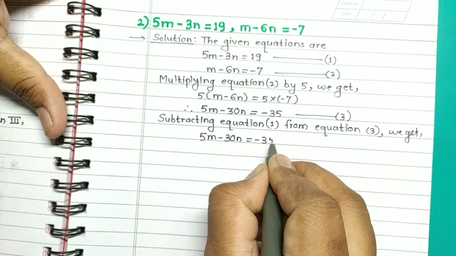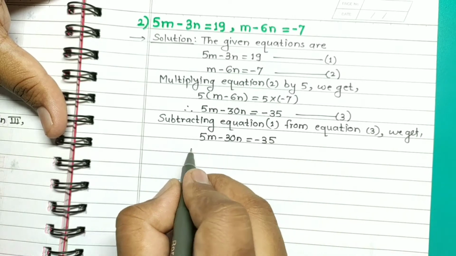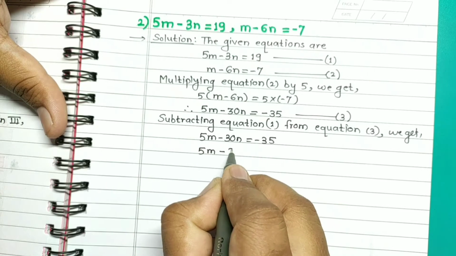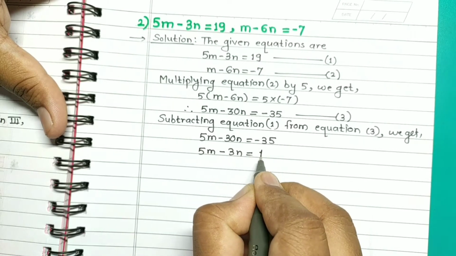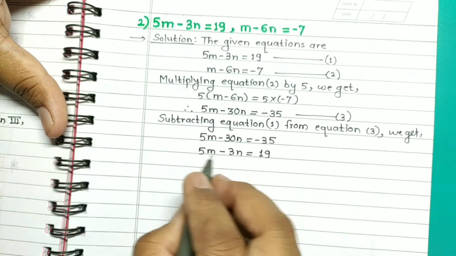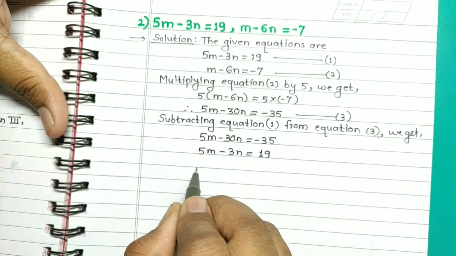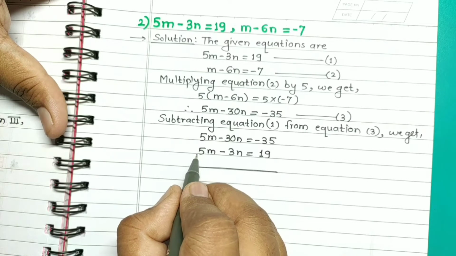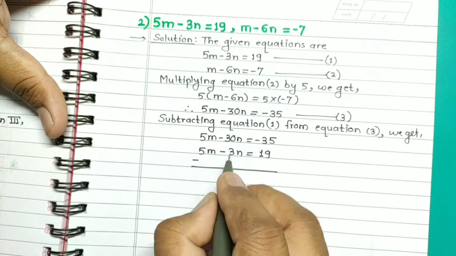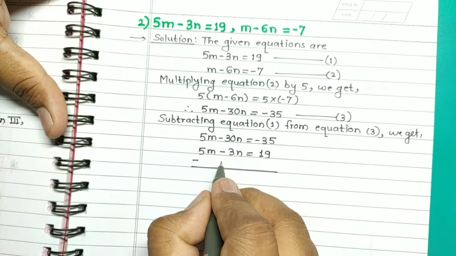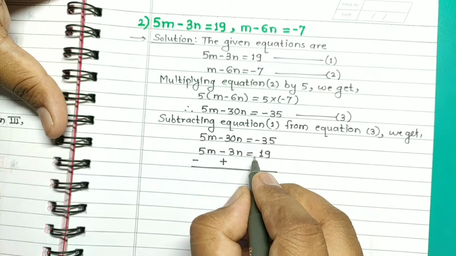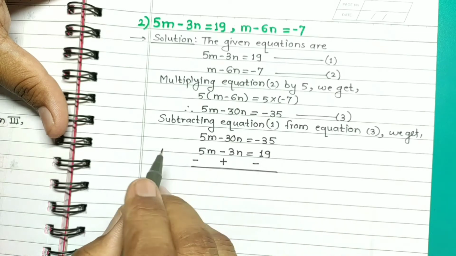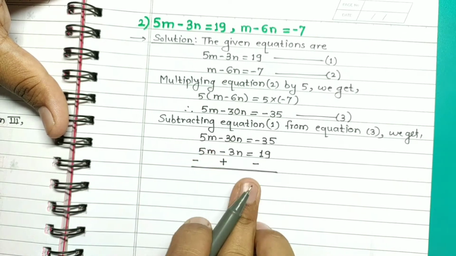This is minus 35. Then write down the first equation, which is 5m minus 3n is equal to 19, and we are going to subtract this equation. So on subtracting, the sign plus changes to minus, the sign of this term is minus so it will change to plus, and again the sign of 19 is plus, so it will change to minus on operating subtraction here.